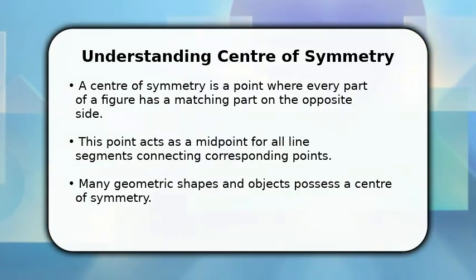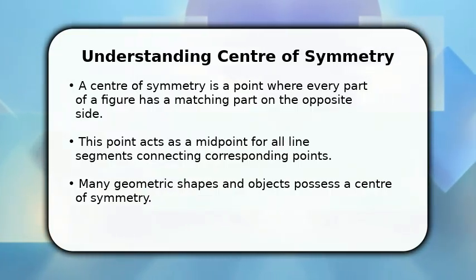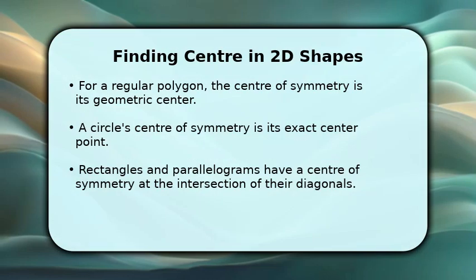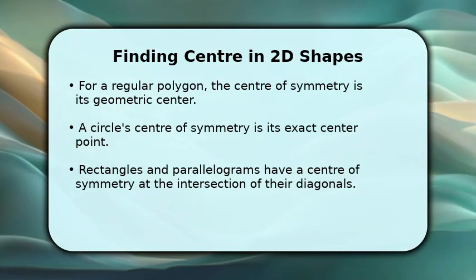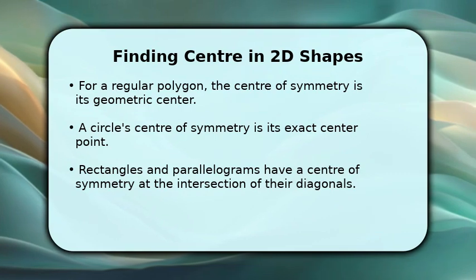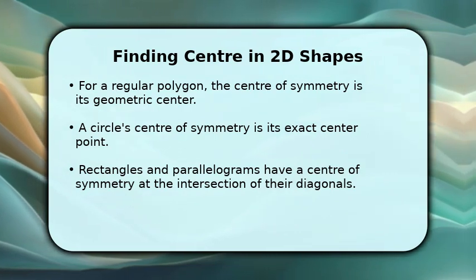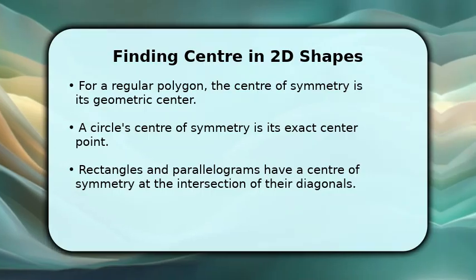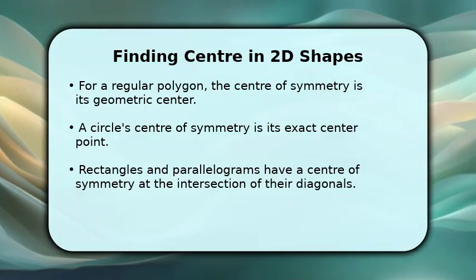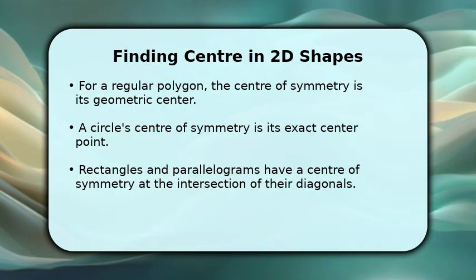This concept applies to both two-dimensional shapes and three-dimensional objects, revealing a fundamental aspect of their geometric structure. To find the center of symmetry in two-dimensional shapes, consider their properties. For regular polygons like squares or hexagons, the center of symmetry is simply their geometric center. In a circle, it's the very center point.